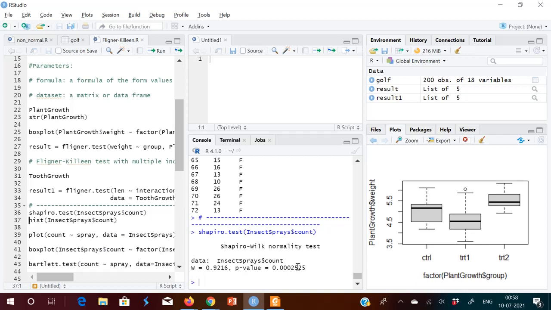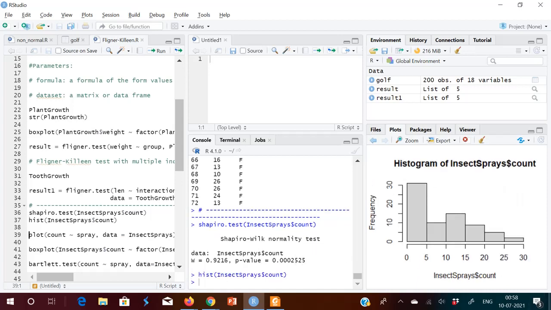Always the H0, our null hypothesis, is that it is normally distributed, but the p-value is very small, so it is not normally distributed. That you can check with the histogram also. It is not normally distributed.